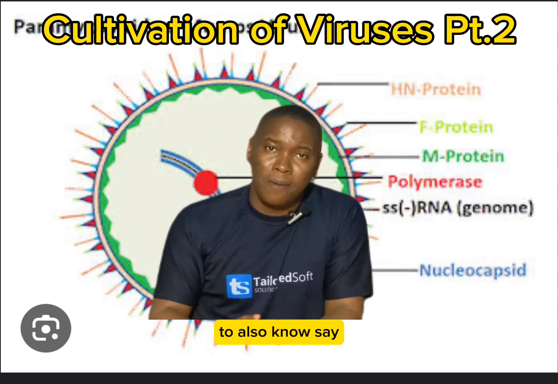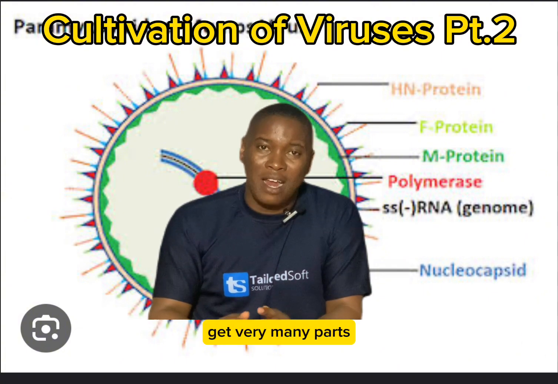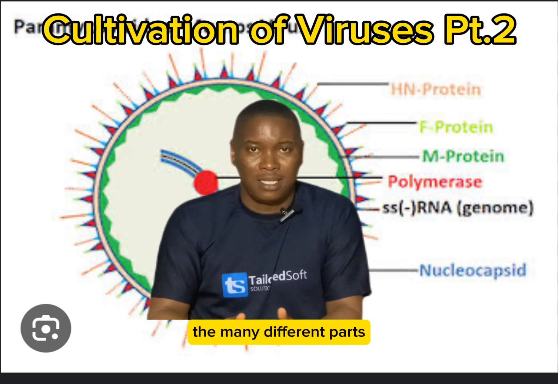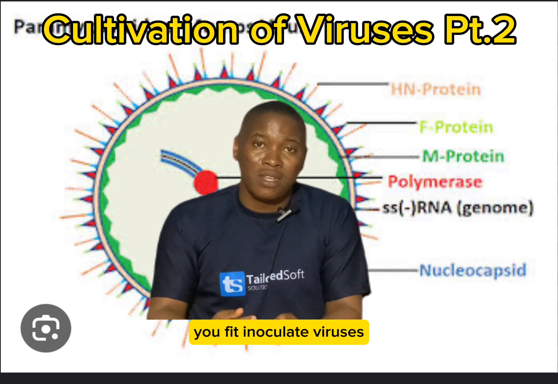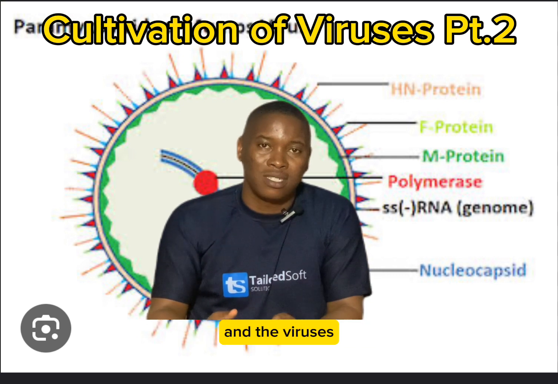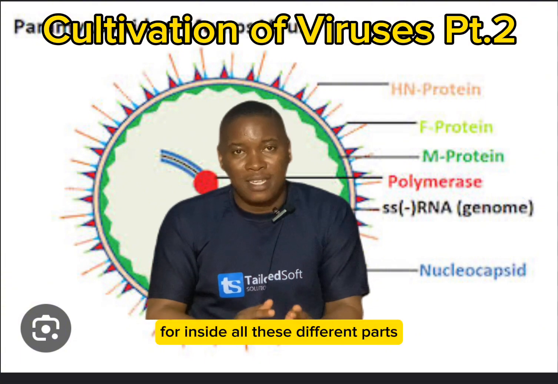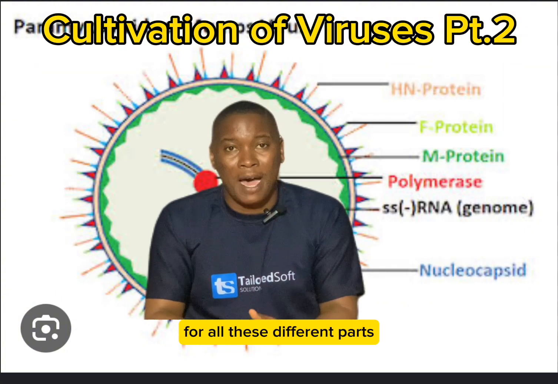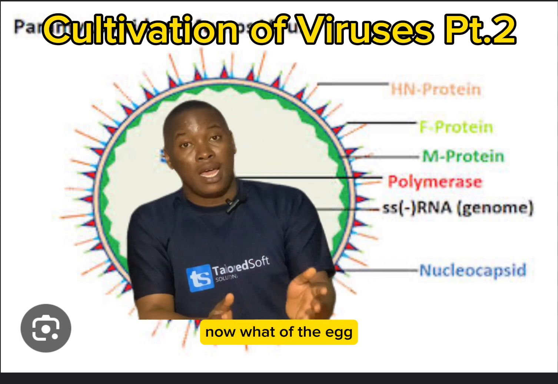Now, it is important to also know that inside the chick egg there are very many parts. If you look at a normal chick egg, there is yolk, many different parts, and in all these different parts you can inoculate viruses, and the viruses will replicate and reproduce inside all these different parts. Some of the parts inside this embryonated chick egg include the allantoic cavity, yolk sac, amniotic sac, and chorioallantoic membrane. All these are different sections within the egg where we can grow our viruses, replicate our viruses in all these different parts of the egg.